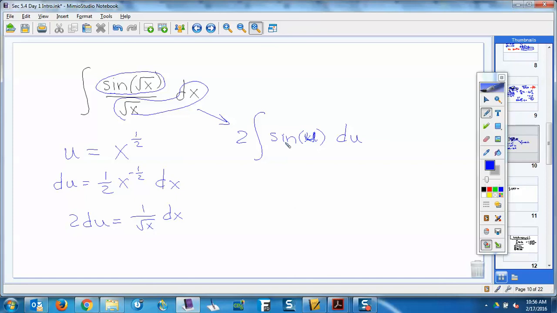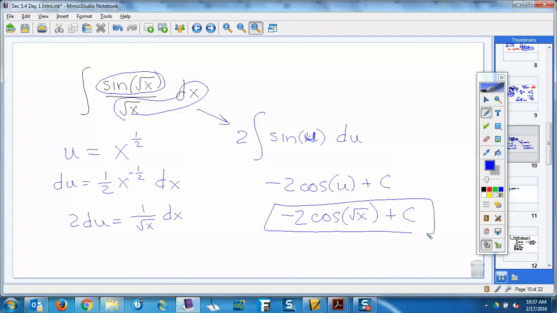What's the antiderivative of sine? Negative cosine. And the 2 will be on there as well. Plus c. And then I'll put my square root of x back in, or x to the 1/2, either one, I don't care. Again, messy looking function to start with, fairly simple looking one at the end. Not unusual that it would happen that way.